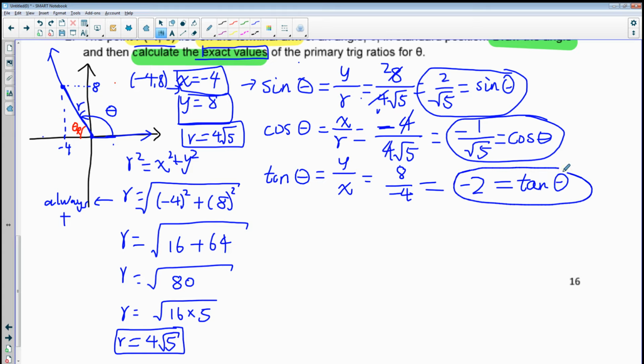Notice our sine, cosine, and tan ratios can now be negative. There's no reason why trig values cannot be negative. So trig values can be negative in Math 20.